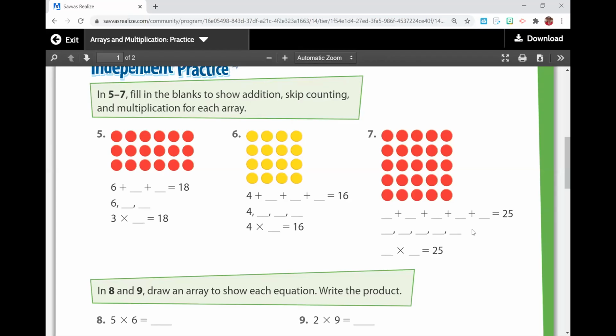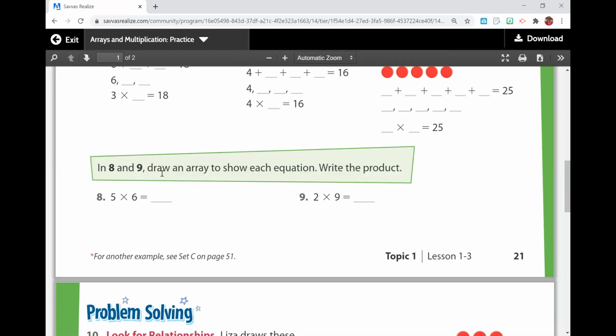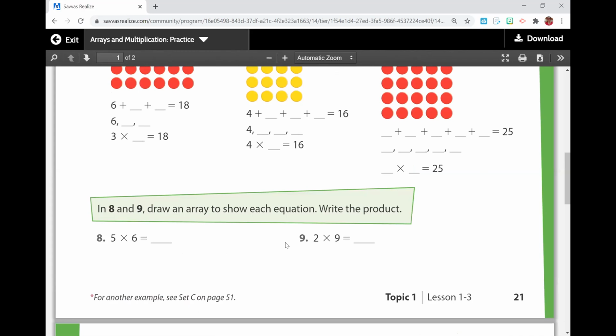For your assignment today on page 21, you will have to label the array, change it to repeated addition, find the skip counting, and then write it in a multiplication sentence. For numbers 8 and 9, you will have to draw an array to show each equation. Then write the product, the answer to the multiplication problem. There's this area on the side for you to write the array. If you do not have enough room, you can use a separate piece of paper as well.